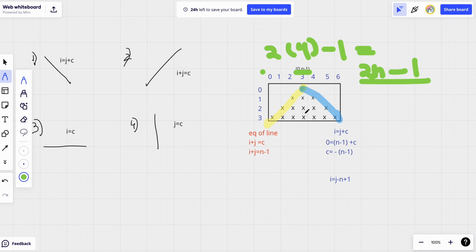Okay, so I have found the equation of the line over here. i plus j equals a constant, and i plus j over here equals n minus 1. The equation of this line is i equals j plus c. Then we'll put the value of the line over here. We'll find the middle of the line, like the point passing through it. We know a point lying on this line, it's 0 comma n minus 1, so we'll put it in the equation. It will give the value of the constant as minus n minus 1, and we put this in the equation. So we'll get i equals j minus n plus 1.